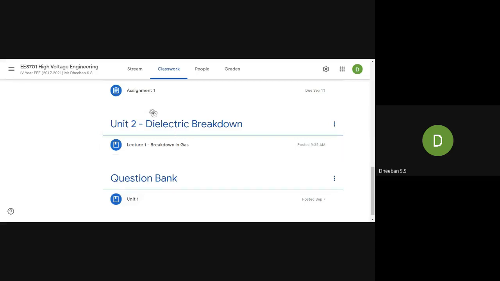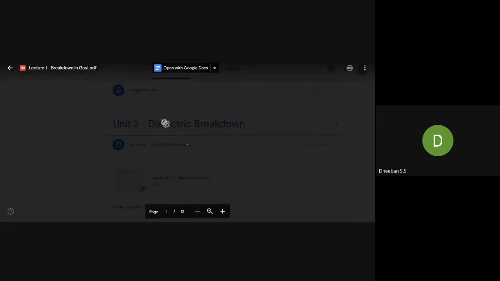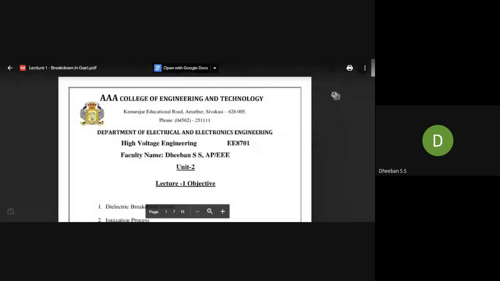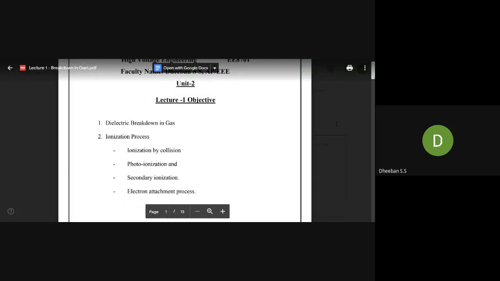Okay, so lecture one comprises breakdown in gas. We'll be seeing about that. So in this lecture, we'll be seeing the dielectric breakdown in gas. Next is the different types of ionization process we will be seeing in this lecture.